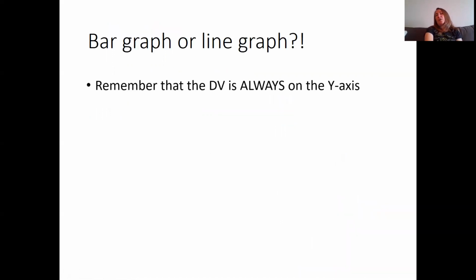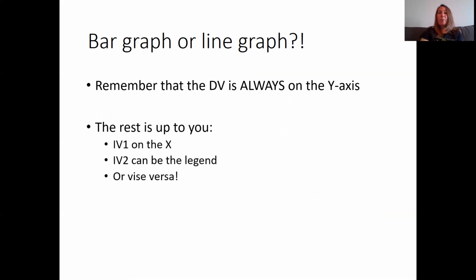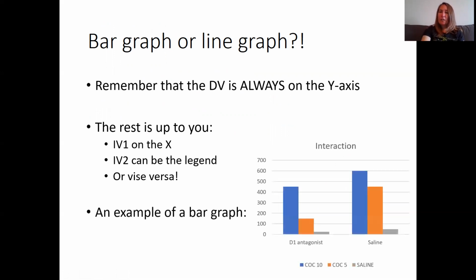Okay, so when you're graphing factorial designs, remember that your dependent variable is always on the y-axis, always, always, always, and your independent variable is always on the x. Now, you can do this in multiple ways. You could have either independent variable on the x, and the other one could be the legend, or vice versa. It doesn't really matter. So here's an example of how we have the variable of cocaine as the legend, and we have the independent variable of D1 on the x. And you can switch this up either way.